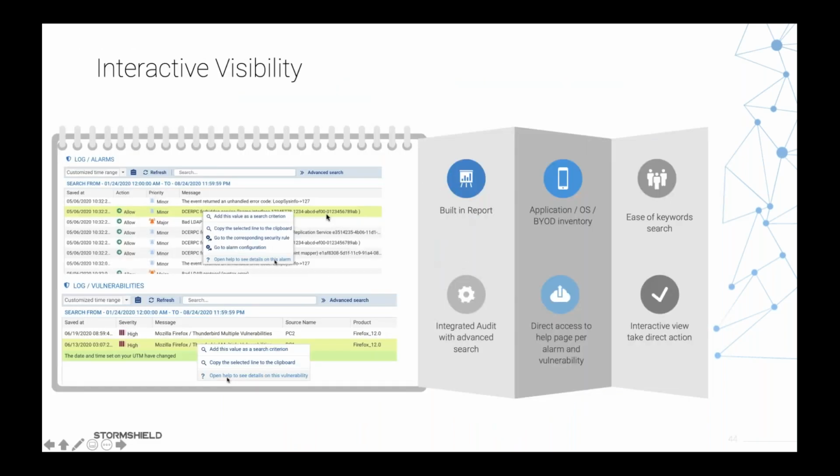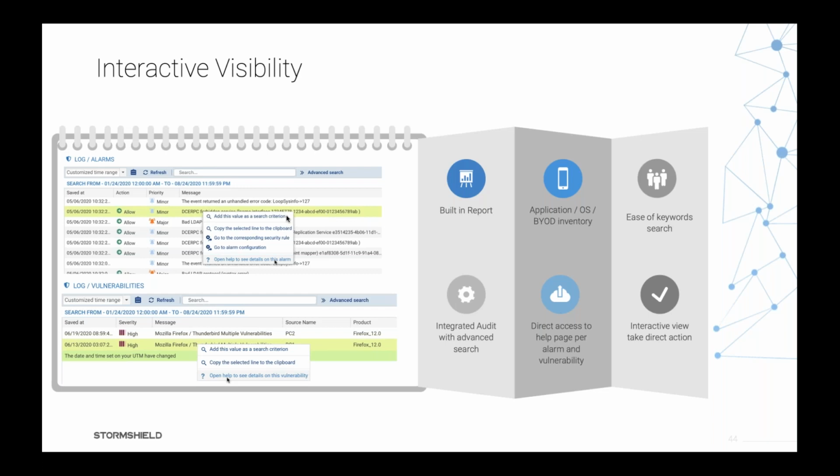The last slide is about interactive visibility. At Stormshield we have built-in reports on the device itself. We have a built-in and integrated audit with a very nice advanced search for all the logs, that you can use to go to the bottom of whatever you are looking for. It provides a very nice application, operating system, and bring your own device inventory. You have direct access to the help page.